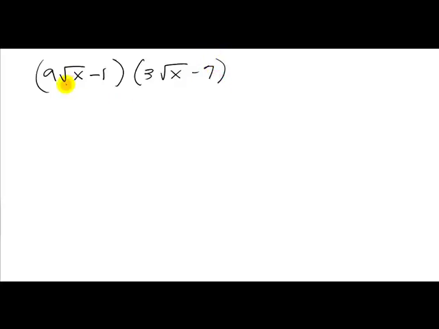All right, so here we are going to, again, do the FOIL method. And so we're looking at multiplying these 2 first. And so I've got 9 times 3 on the outside. And then the square root of x times the square root of x, again, will give me x. Then I will take and multiply that first and last term here. I've got a negative 7 times 9 times the square root of x.